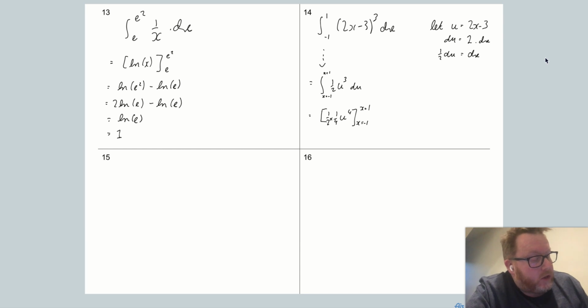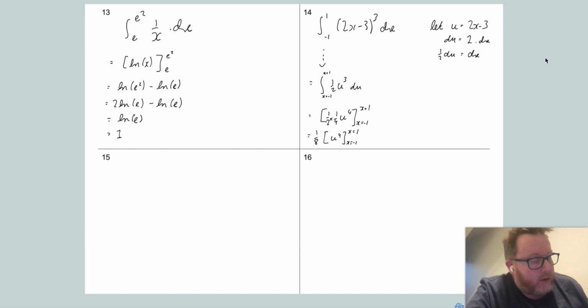Okie dokie. So let's simplify this a little bit. I'm going to do a couple of steps here just to make it a bit simpler. A half times a quarter is an eighth. And because this is just a constant value, an eighth, I can take the eighth outside the brackets. So I'm going to say that's equal to an eighth of u to the power of 4 between x equals -1 and x equals 1.